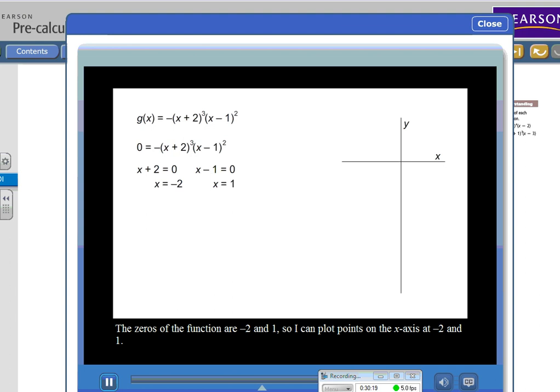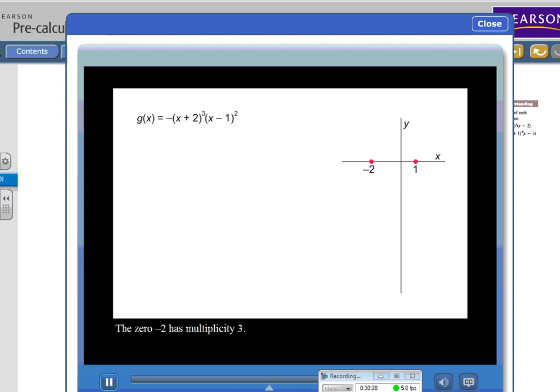The zeros of the function are negative 2 and 1, so I can plot points on the x-axis at negative 2 and 1. The zero, negative 2, has multiplicity 3. This means that the graph crosses the x-axis at x equals negative 2. So the graph at that point will either look like this or like this.